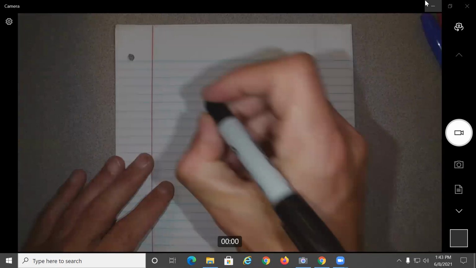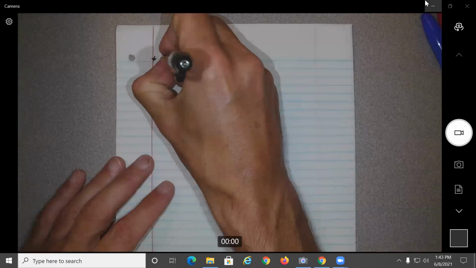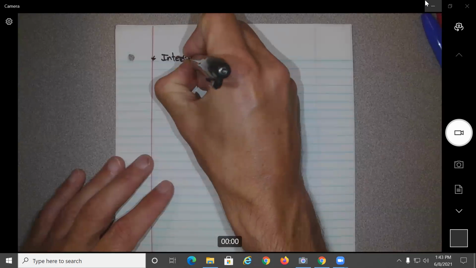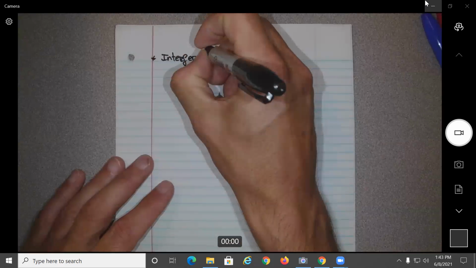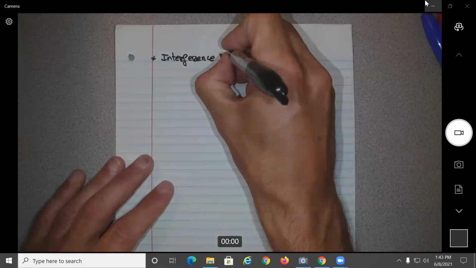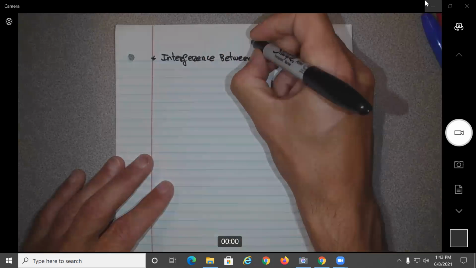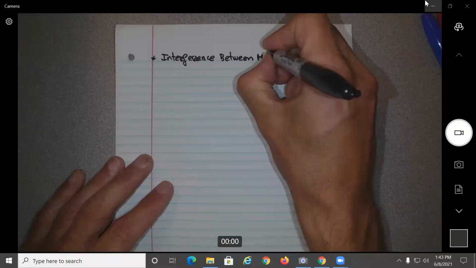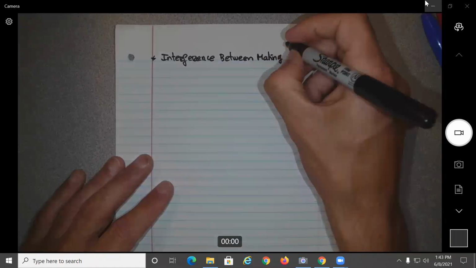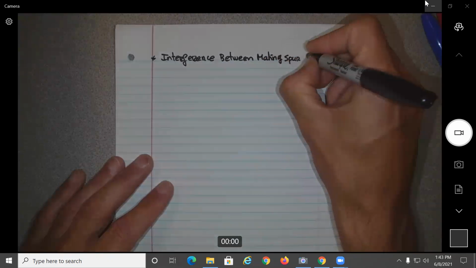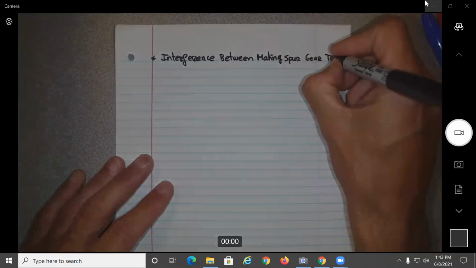Okay, next, again, I'm not going to give you problems like that, because that would be really design problems, and I don't think they have much to do with the understanding. So let's say interference between mating spur gear teeth.